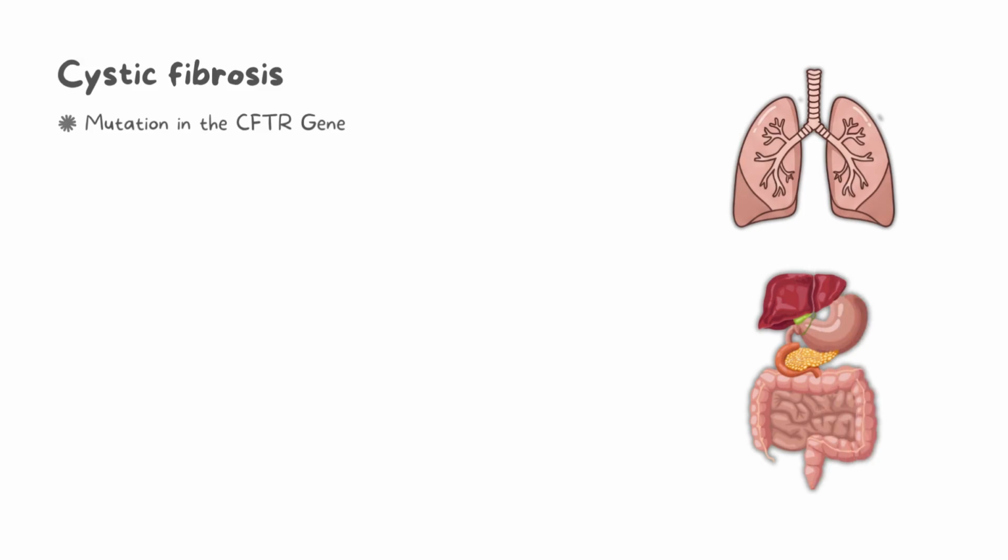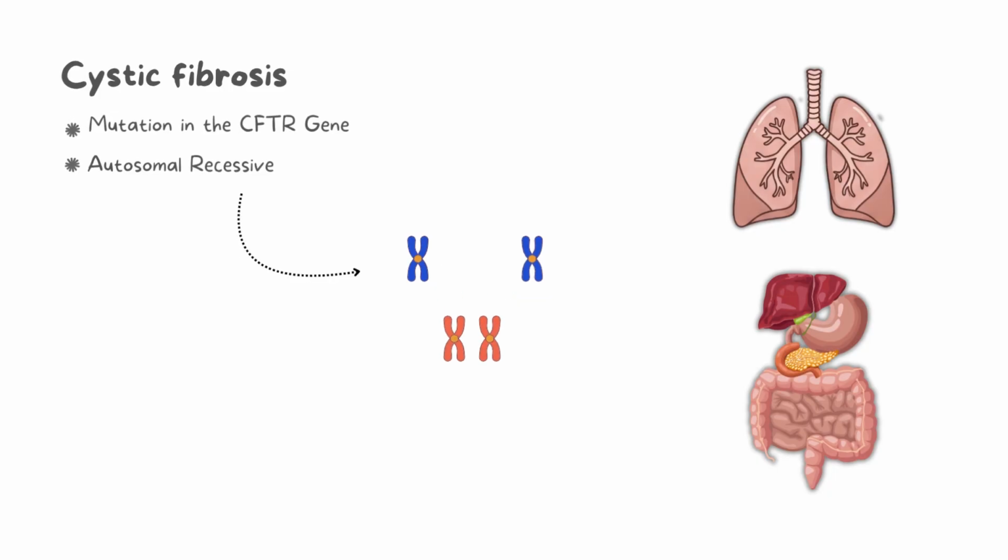Cystic fibrosis is a genetic disease caused by a mutation of the CFTR gene, and it affects many different organ systems, such as the respiratory and digestive system. It is autosomal recessive, which means that a person must inherit 2 copies of the faulty gene to be affected.